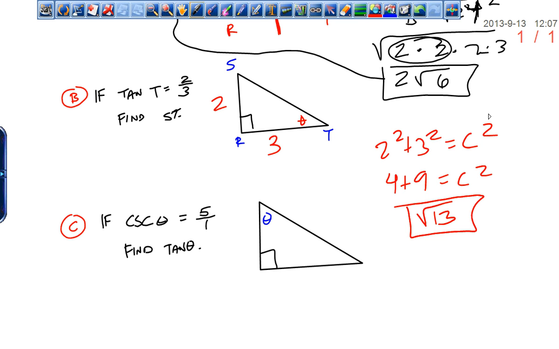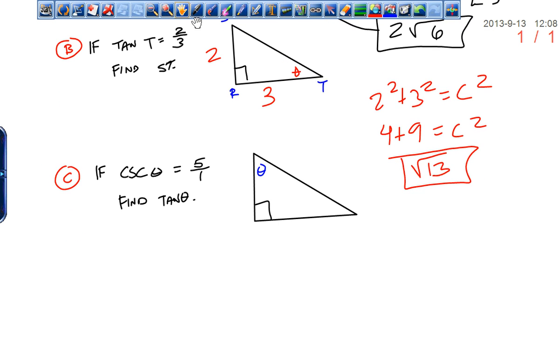That's it. Questions? Since it said tangent of T, we're talking about T over here. So the tangent relationship is opposite over adjacent. So for the theta to be here, that means 2 and 3 go there.